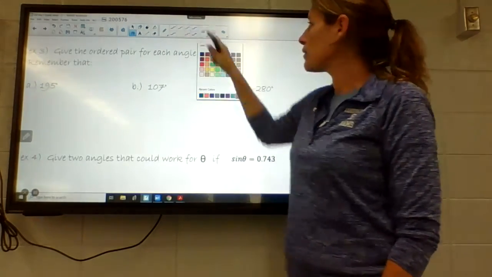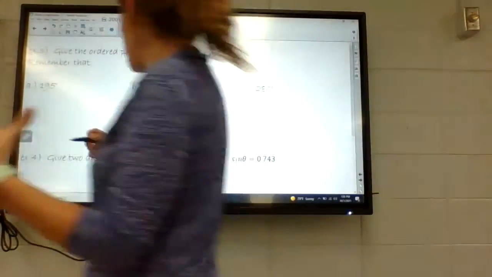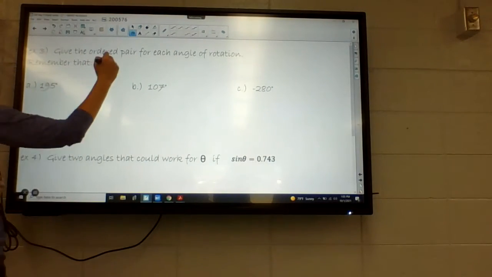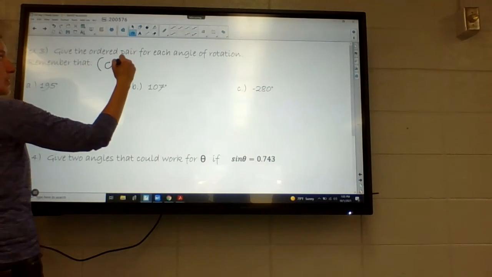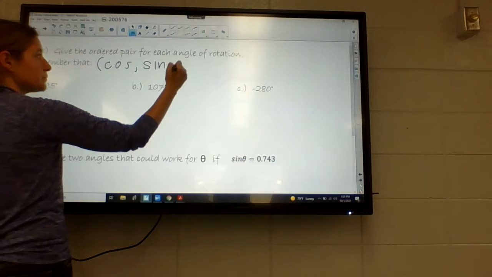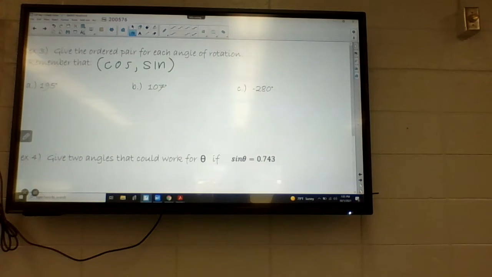I want to remind you that our coordinate point is basically what they're asking for here, the cosine and then the sine. Now this is going to be approximate because these numbers are not going to be nice. They're going to be long decimals, so it's all about a couple decimal places.